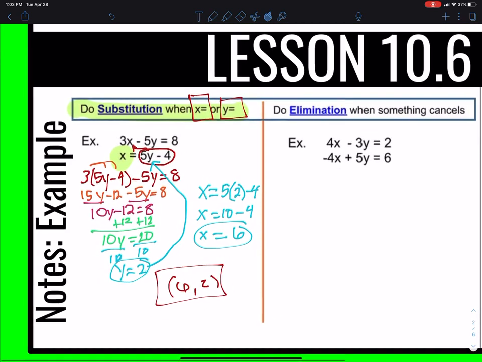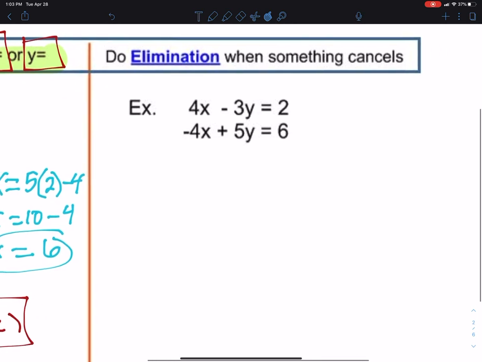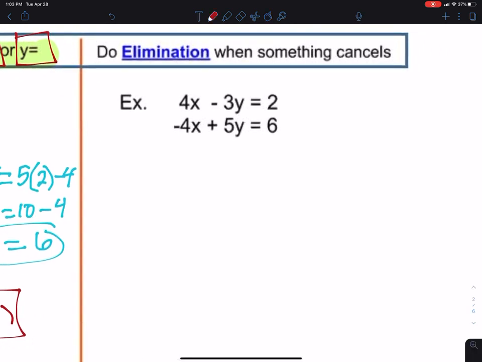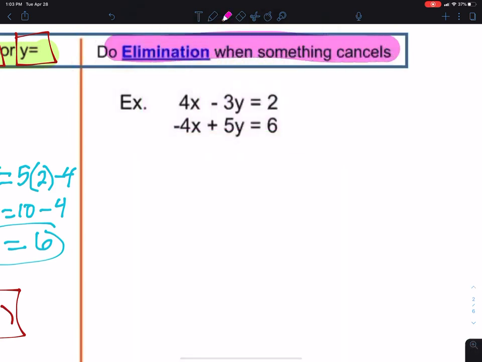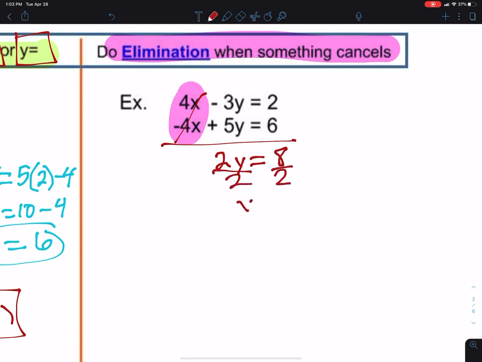Now let's talk about elimination. This was the next concept we talked about. Elimination is when something cancels. Notice right here, these x's can cancel out because 4x minus 4x cancels out. So we're left with negative 3y plus 5y is 2y equals 2 plus 6 is 8. Divide by 2, y equals 4.